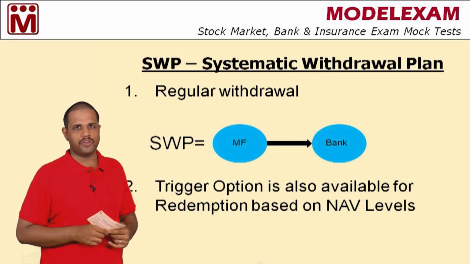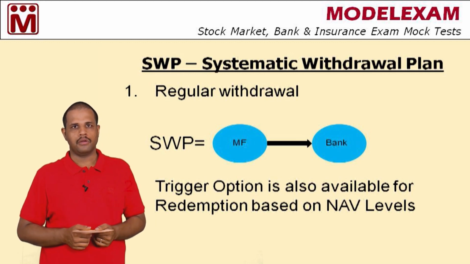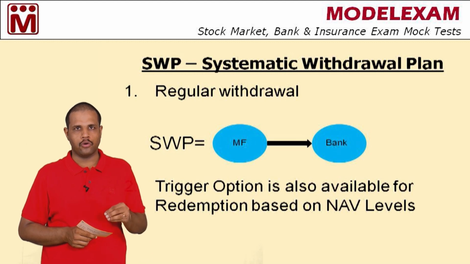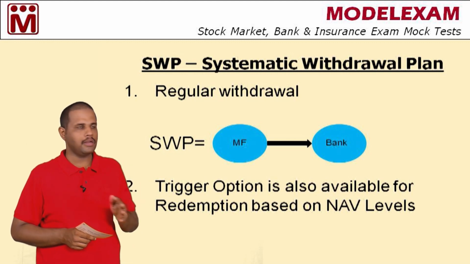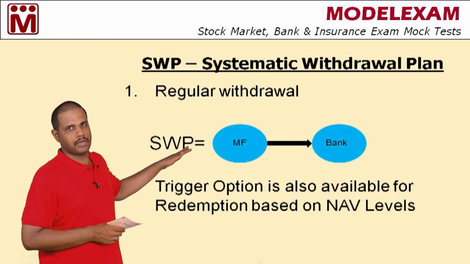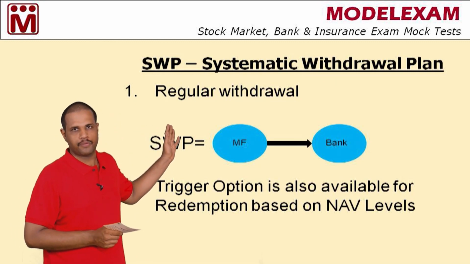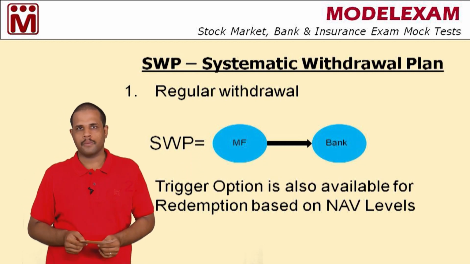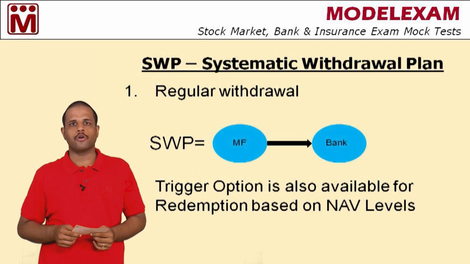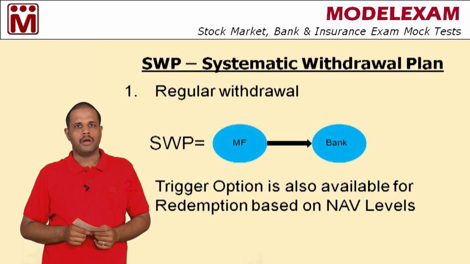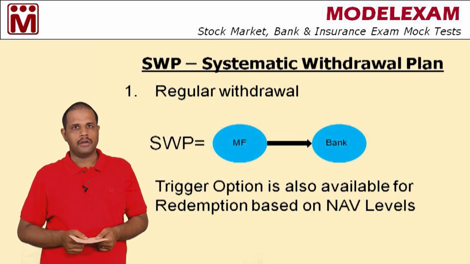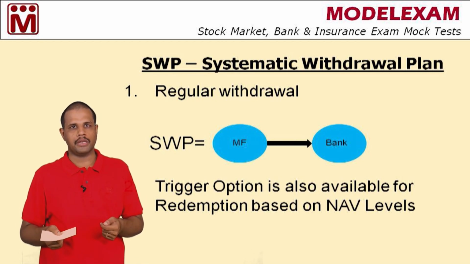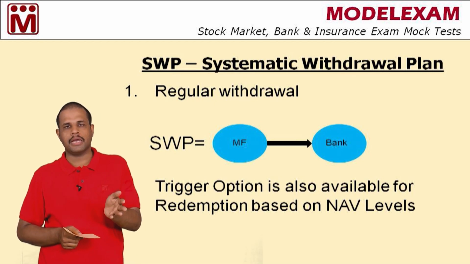Or else I can even specify the percentage profit. So, I need only 30% profit. Whenever your portfolio reaches the 30% profit level, the trigger will come into picture. It will redeem and transfer funds to your bank account. So, this is the use of trigger option. Next, we are going to see about dividend plan and growth plan, and within dividend, payout and reinvestment. About this we will be seeing in the coming slide.